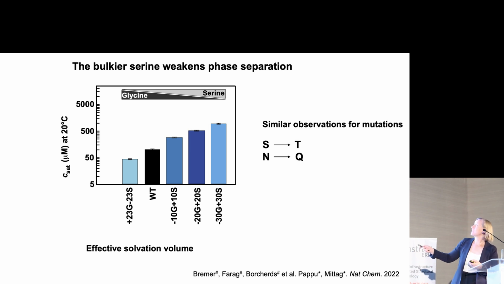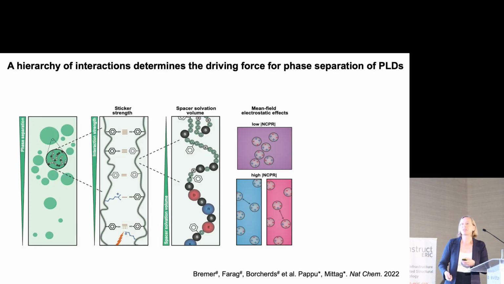And we played similar games where we mutated serines to threonines and asparagines to glutamines, and we always saw that the bulkier residues here reduced the driving force for phase separation. And we look at this as effective solvation volume. So how much does the chain like to interact with the solvent? Small residues have a small effective solvation volume. Larger residues, and definitely charged residues that really like to be solvated, have a large effective solvation volume and can therefore suppress the density transition.